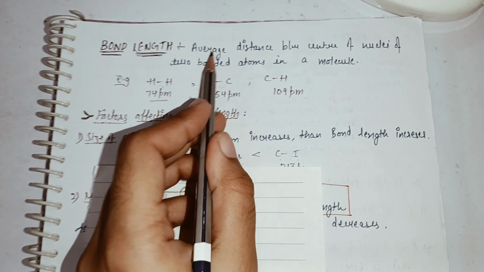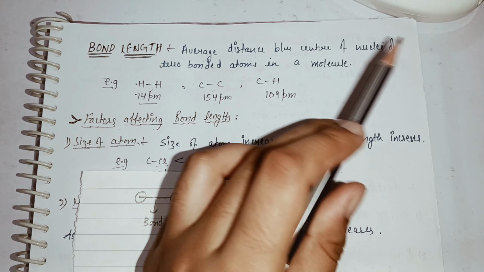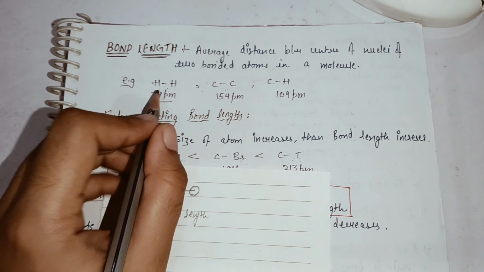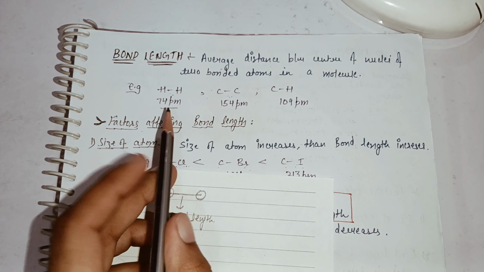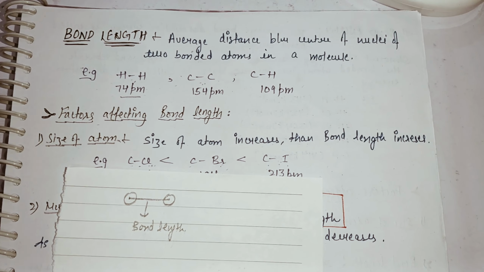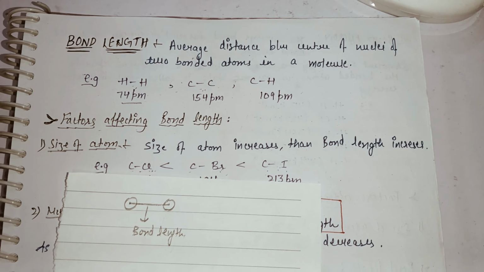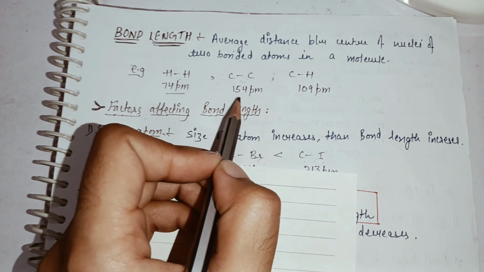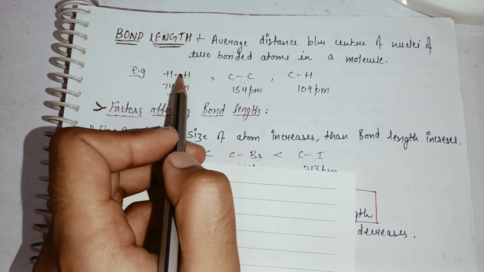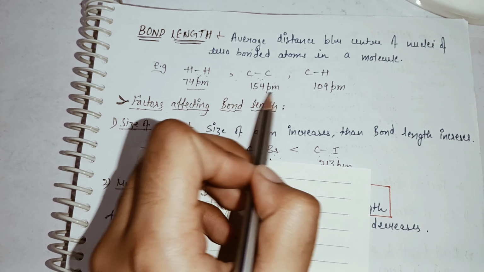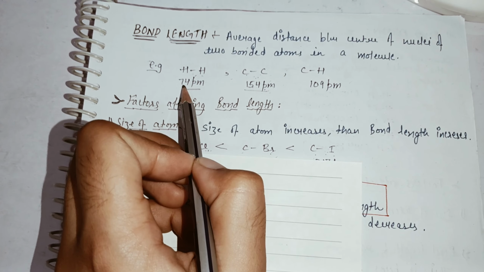So this is whatever we have written here: the average distance between the centers of nuclei of two bonded atoms in a molecule. We have examples. Hydrogen bond length is 74 picometer, carbon bond length is 154 picometer, and carbon-hydrogen bond length is 109 picometer. In this case, the larger bond length is of carbon, because the size of carbon is larger than the size of hydrogen. So its bond length is 154 picometer and here 74 picometer.